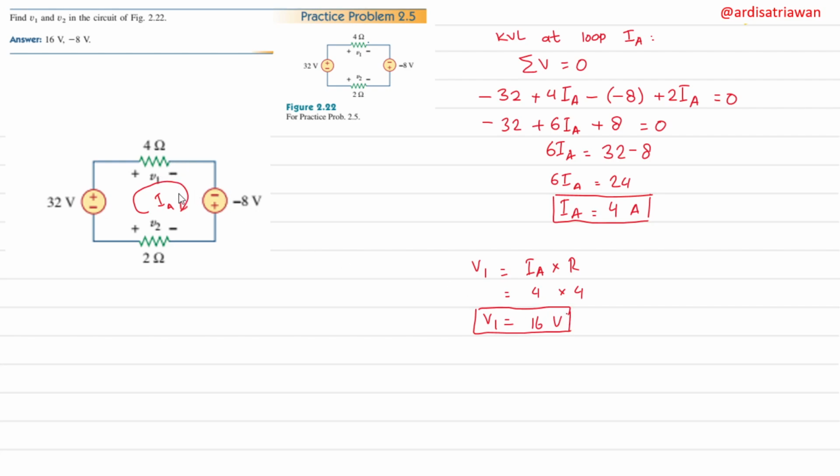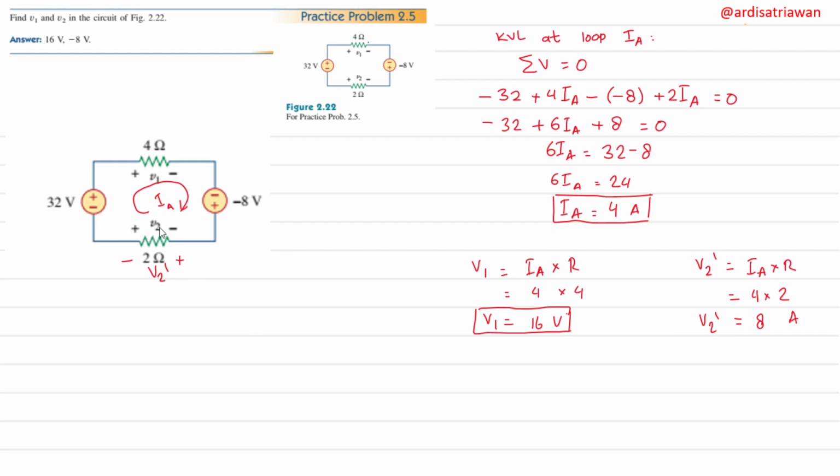And then for V2 we have to be careful here because the sign of the voltage is negative here, but we assume that our current is going from here to here, so our voltage when we multiply IA by 2 ohm will be this polarity here. So let's name this as V2 prime maybe. Yeah, okay, so now we have V2 prime is equal to IA multiplied by R. So IA is 4 ampere, and then our R is 2, so that will equal 8 ampere. So this is V2 prime.